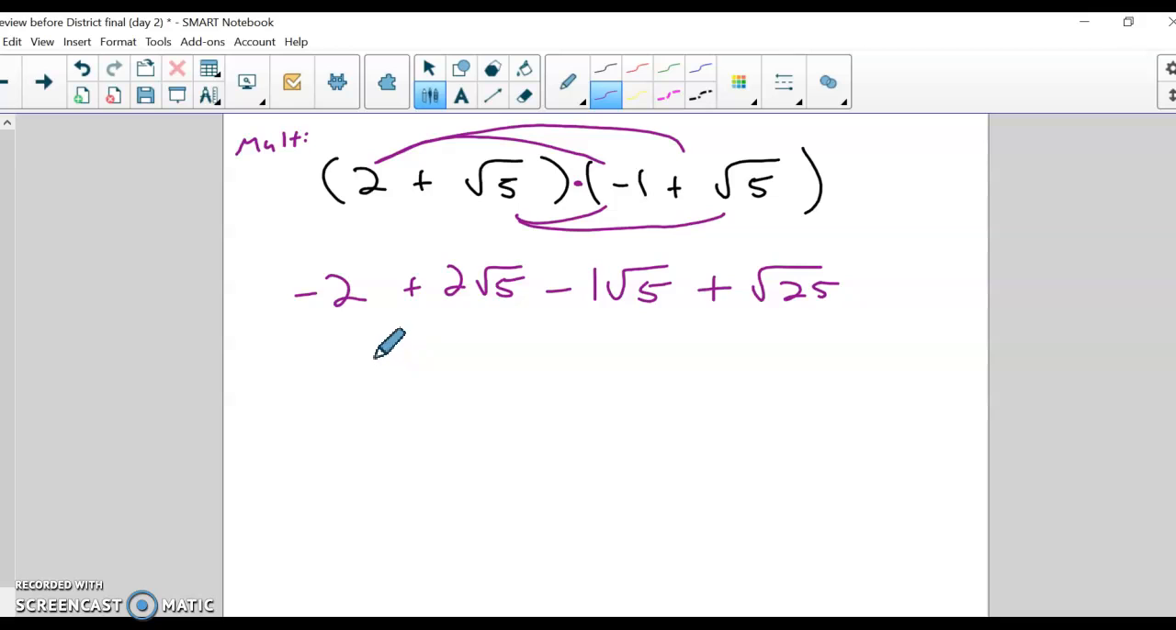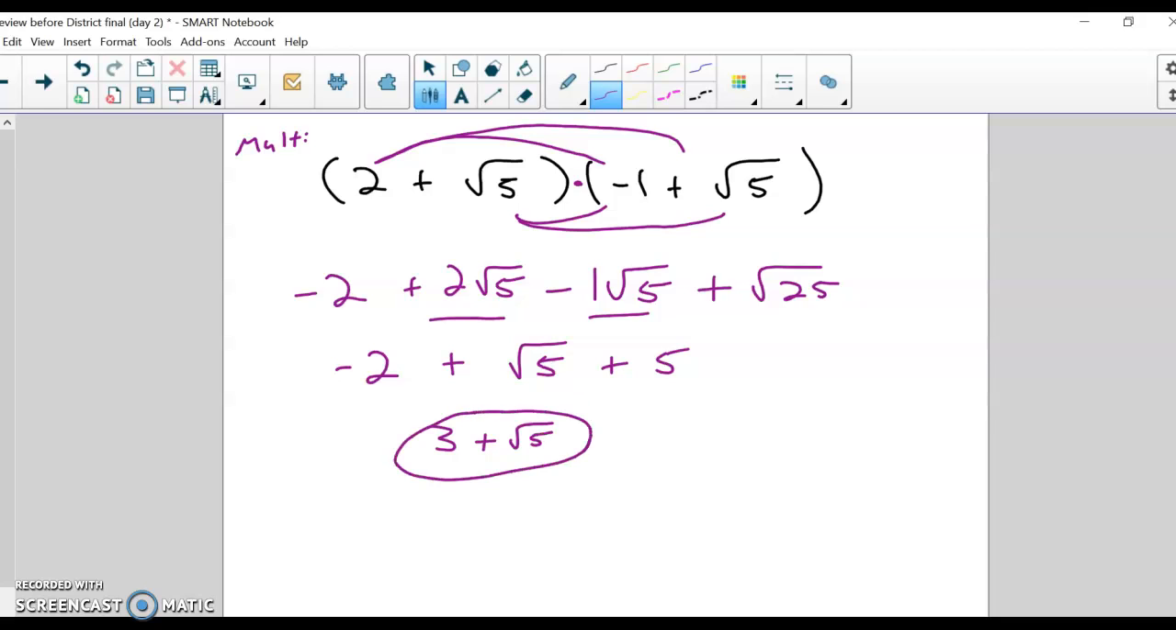Okay, so now we just got to do cleanup. These are like terms, so 2 minus 1 would become positive 1 radical 5. I'm not going to write the 1 there. And then square root of 25 is 5. And then the final step, negative 2 and 5 makes 3. This one simplifies to 3 radical 5.